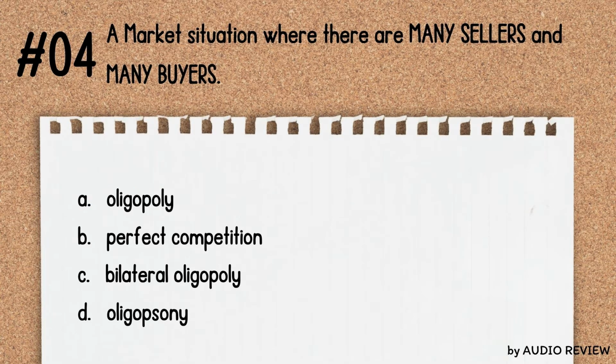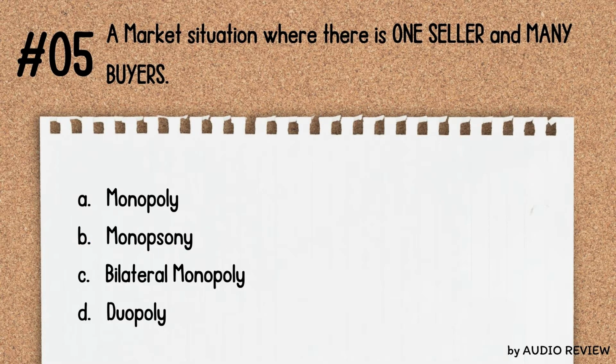Question number 4. A market situation where there are many sellers and many buyers. A. Oligopoly. B. Perfect competition. C. Bilateral oligopoly. D. Oligopsony. The answer? It's B. Perfect competition. A market situation where there are many sellers and many buyers is perfect competition.